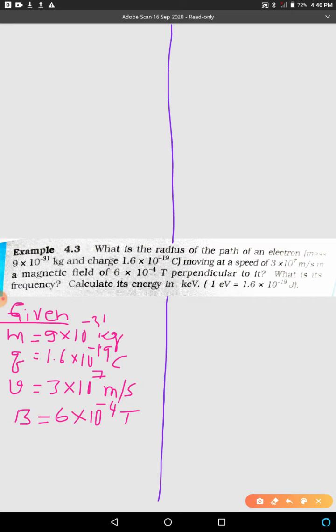So what is its frequency? What is the radius? So radius question mark, then frequency question mark, then its kinetic energy question mark. So first, part A. In part A we shall calculate the radius.